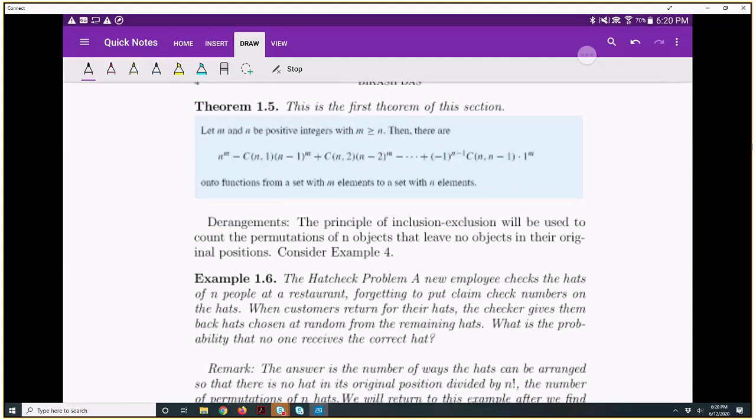And this will be a theorem. Let m and n be positive integers with m greater than or equal to n. Then there are n to the m minus n choose 1 times n minus 1 to the m plus n choose 2 times n minus 2 to the m, and so on. Following that same pattern, there are this many surjective functions from a set with m elements to a set with n elements. So exactly the same line of reasoning that we just used for that specific example from a set with 6 elements onto a set with 3 elements, you can follow this same pattern for any 2 sets of finite cardinality.